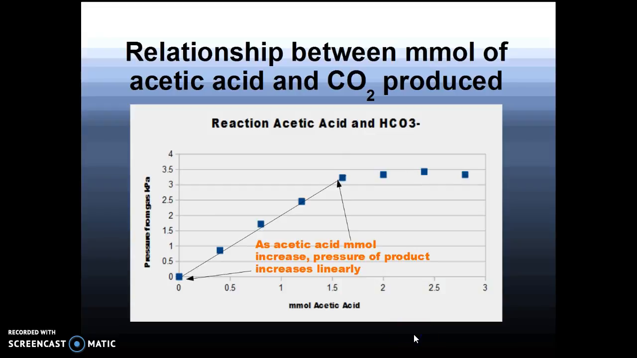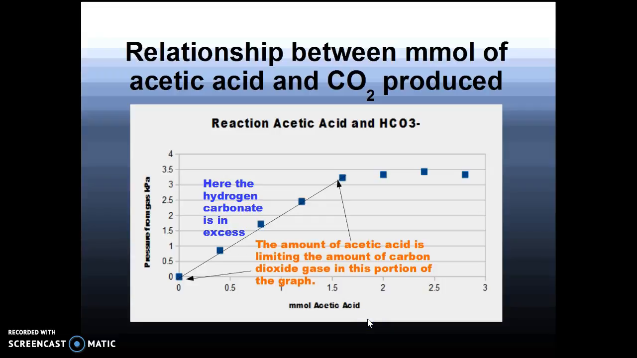As the acetic acid millimoles increased from 0 to about 1.5 millimoles, the pressure of the product increased linearly. The amount of acetic acid is limiting the amount of carbon dioxide gas in this portion of the graph. So here we must say that the sodium hydrogen carbonate, the 1.5 millimoles that we started with in the 50 milliliters of solution, is too big for the acetic acid being added. We say it's in excess.